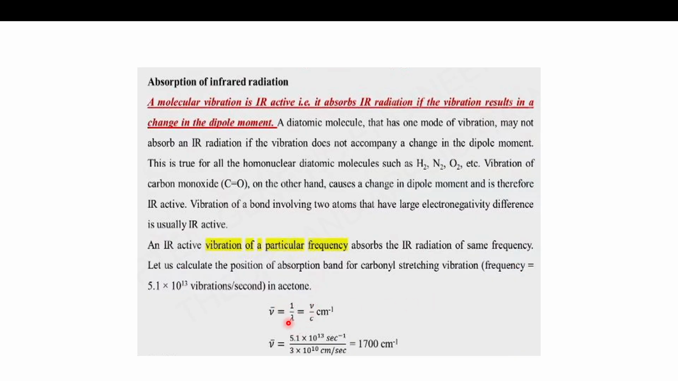So basically, if it's inverse of lambda, then it becomes nu by c, in centimeter inverse, and eventually you put the values in there; you have the speed of light here. Also, just remember that because it's centimeter inverse, you need to convert the values: if it's meters per second, convert it to centimeters per second, because light speed is 3 into 10 to the power 8 meters per second, or 3 into 10 to the power 10 centimeters per second, right? This just needs to be kept in mind, otherwise the calculations are pretty simple.